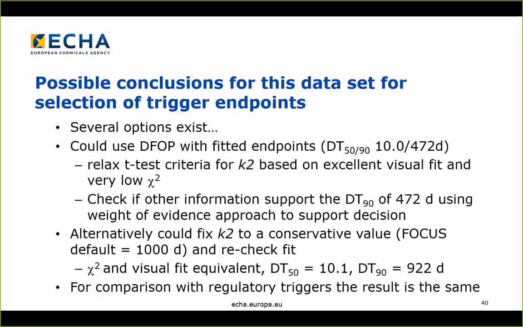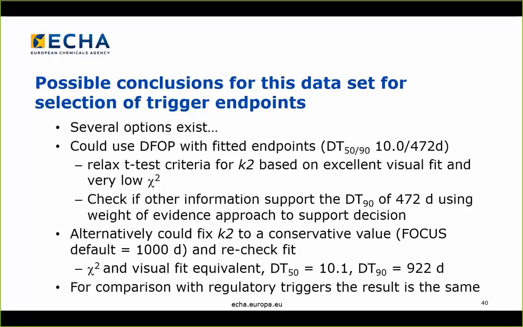We could accept those fitted endpoints and relax the t-test criteria based on a really excellent visual fit and a very, very low chi-squared. It would always be good to use a weight of evidence approach to support that decision. You could check to see if there's other information from other studies that would support that long DT90 of 472 days. Alternatively, you can fix the K2 rate constant to a conservative value.